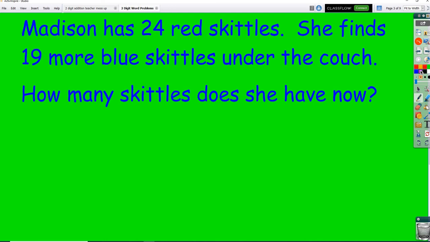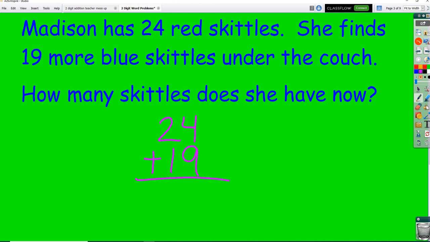Madison has 24 red Skittles. She finds 19 more blue Skittles under the couch. How many Skittles does she have now? Alright, so we've read it, and we know that she has some red Skittles, and she finds 19 more blue Skittles under the couch. So she finds more. If she finds more, that sounds like we're going to be doing what? Yeah, that sounds like we would take those two numbers and add them because she found more.